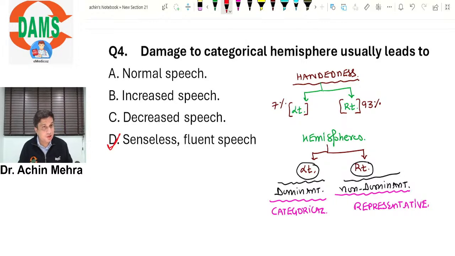I agree with your thought that B and C are also correct. But since in this question they've not asked particularly about Wernicke's and Broca's, they've just asked which aphasia fits best. The senseless fluent speech is a jargon explosive speech that happens in a patient with Wernicke's. Just the words increased speech don't mean a jargon explosive speech. No, it has to be senseless fluent speech with neologism, right?